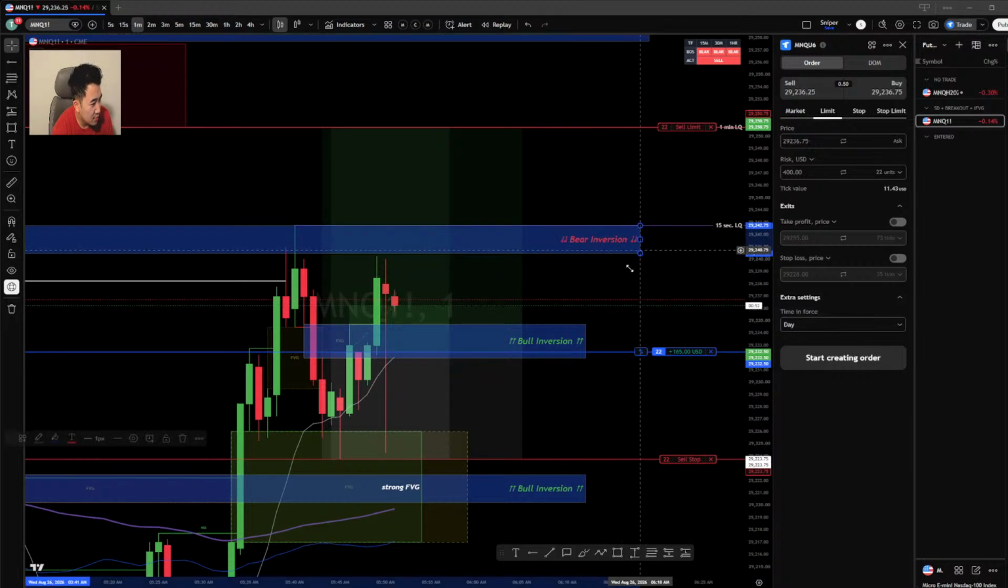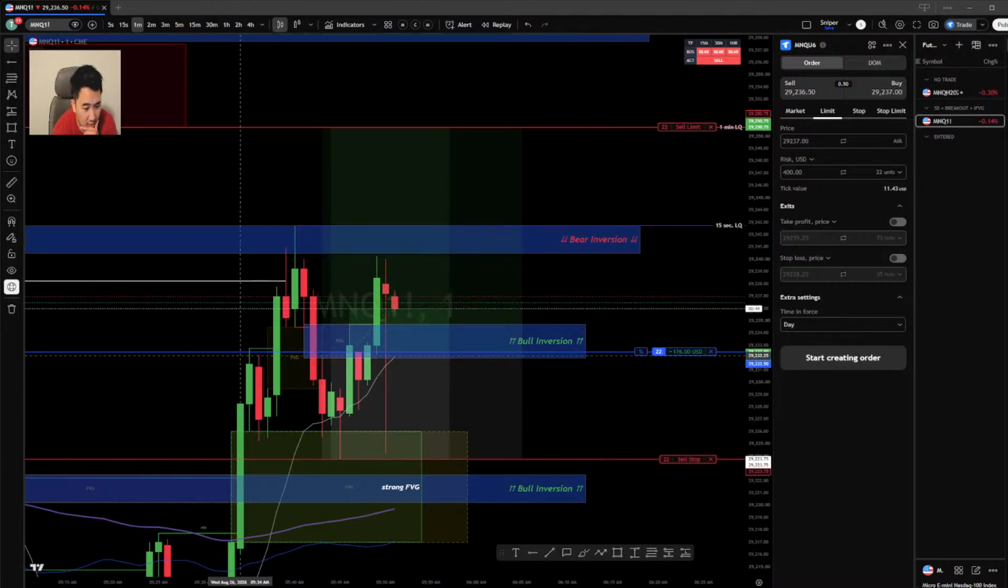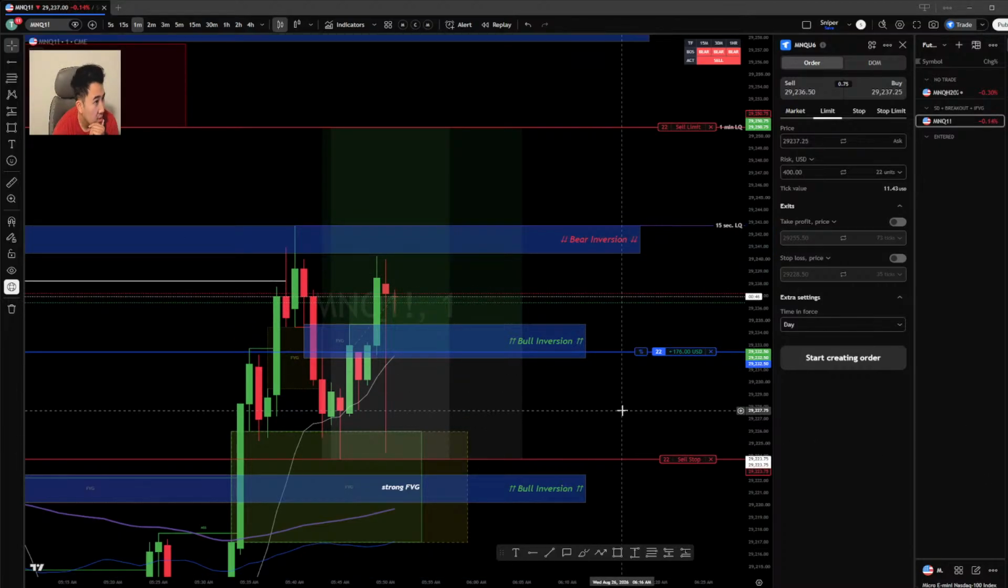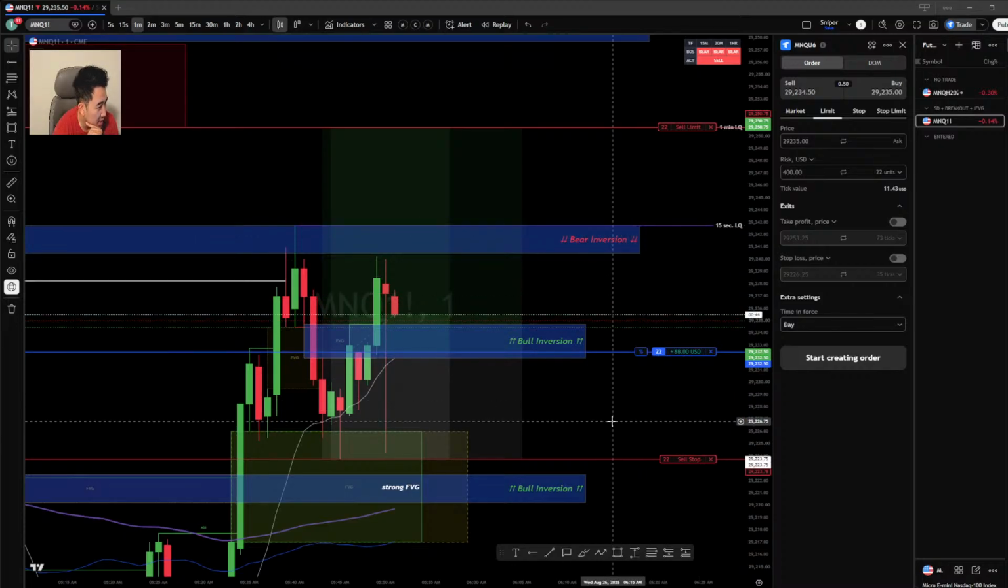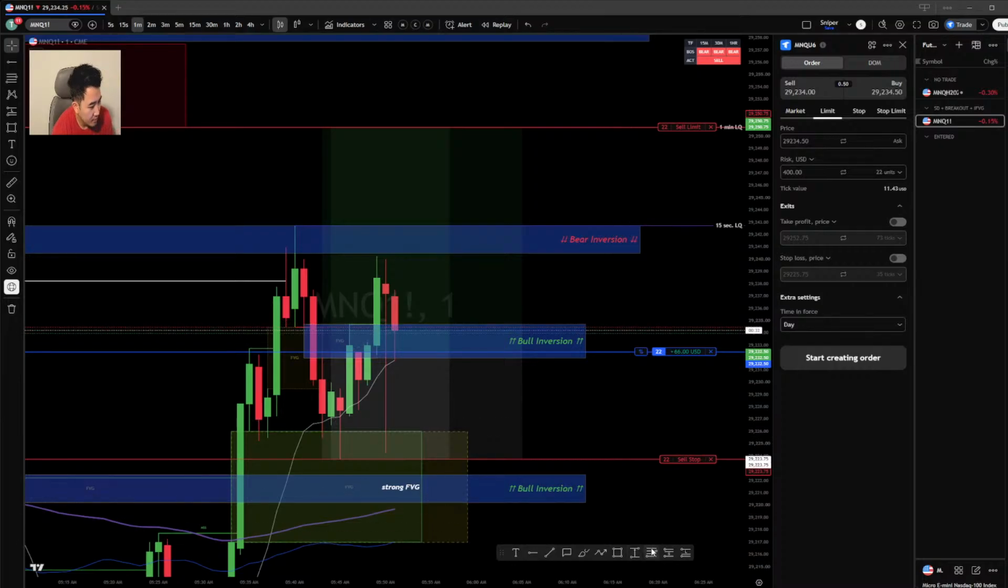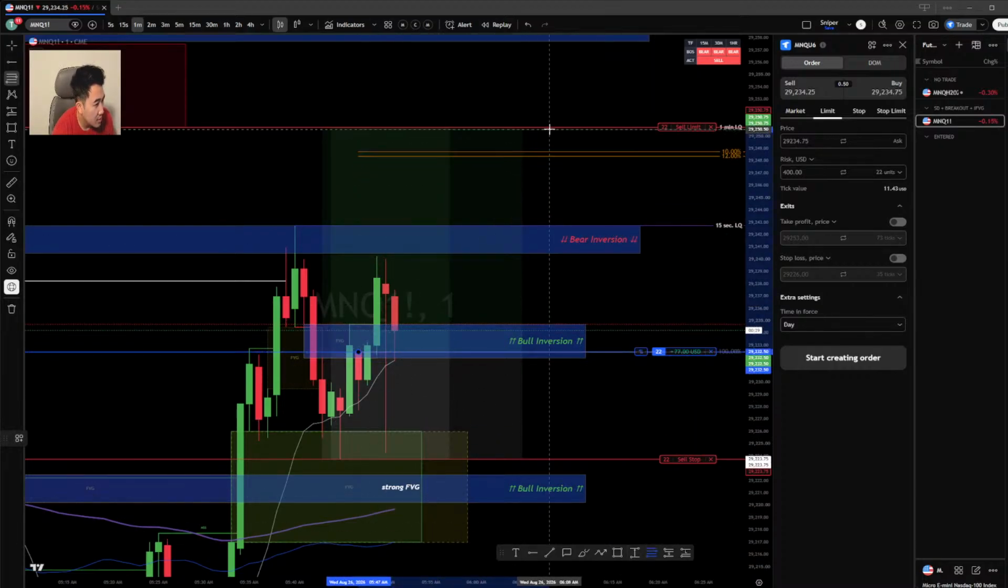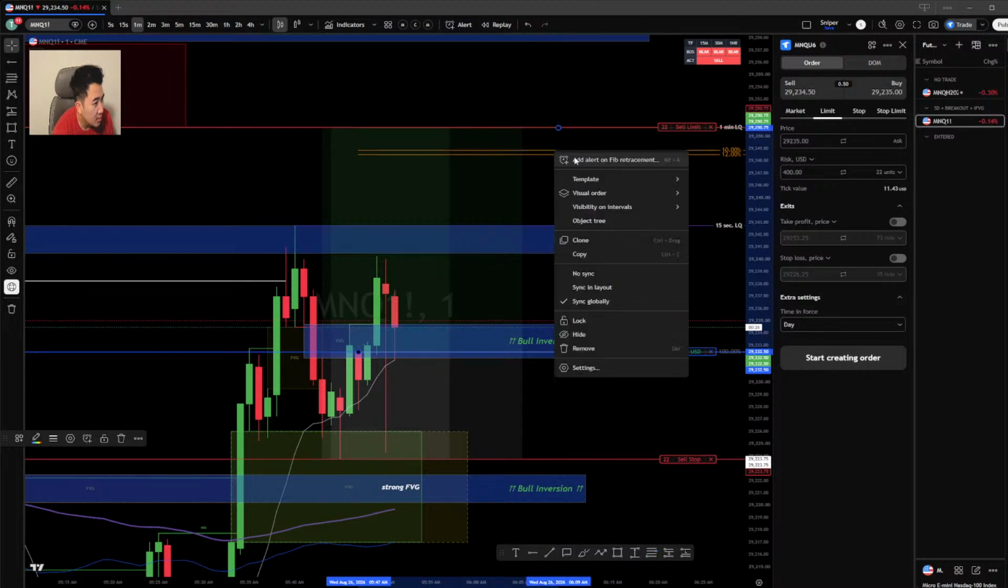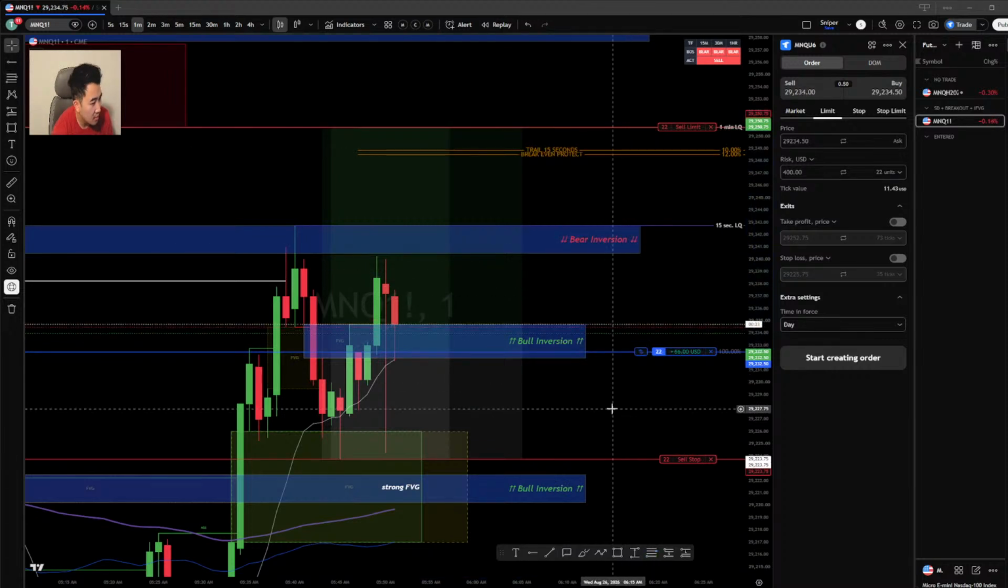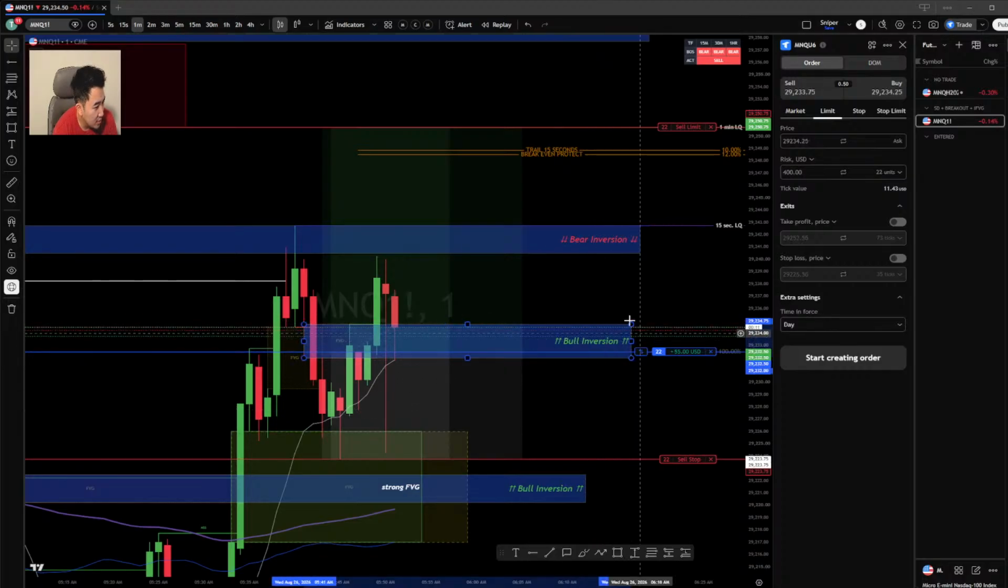If it's this bearish inversion, I am going to trail the 1 minute. If it hits the 15-second liquidity, I am going to move stop loss to break even. TP is going to be up here. So we get a buy pressure off this bullish inversion.